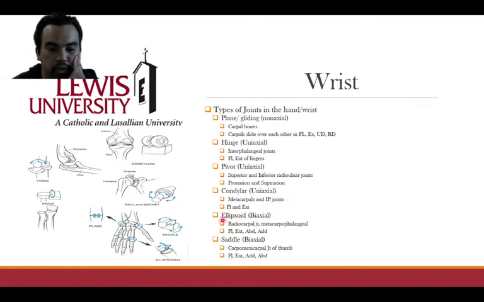You have an ellipsoid, which is biaxial, and that's like the radiocarpal joints or the metacarpophalangeal joints. Those do flexion and extension, abduction and adduction. And then we have saddle joints, which are biaxial as well, and this is really only in our thumb, in the carpometacarpal joint of that thumb. They do flexion and extension, adduction and abduction. And there's actually a little bit of rotation that also happens with these types of joints.